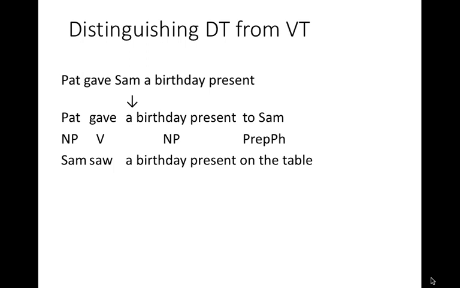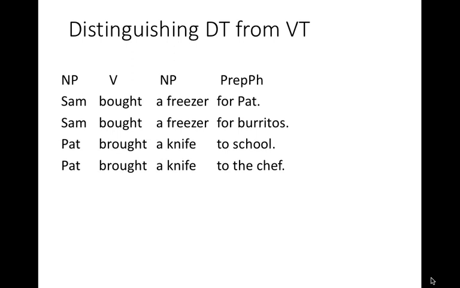Now, of course, the distinction much of the time is if you do have a ditransitive, as in Pat gave a birthday present to Sam, then pretty much the preposition in the prepositional phrase would have to be to or for. But sometimes, if you do have a VT verb with a prepositional phrase at the end, even in that case, the preposition could be to or for. So let's make sure that we can tell the difference between a ditransitive and a VT, even in that case.